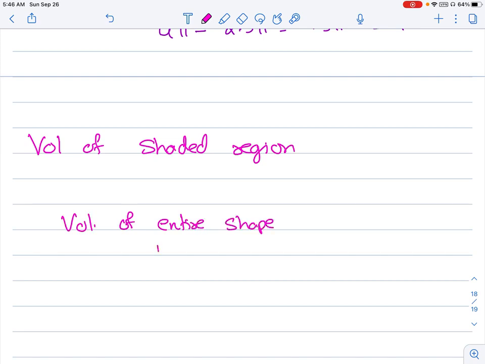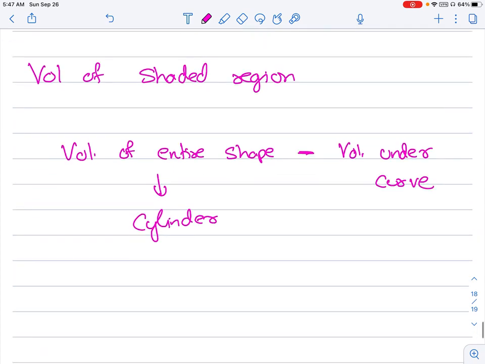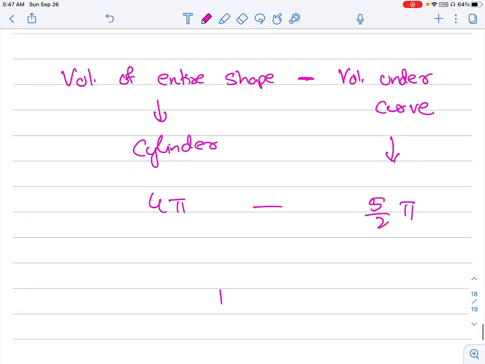Which is nothing but a cylinder. When you rotate it 360 degrees with respect to the x-axis, it becomes a cylinder, minus the volume under the curve. The volume of the cylinder we have got is 4 pi. The volume under the curve we got as 5 by 2 pi. So this should give me 1.5 pi. If you want to write it in 3 significant figures, it is 4.71. That is the entire process that has been done in this solution.